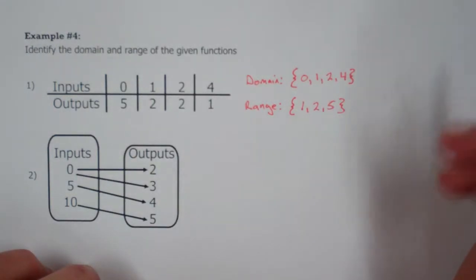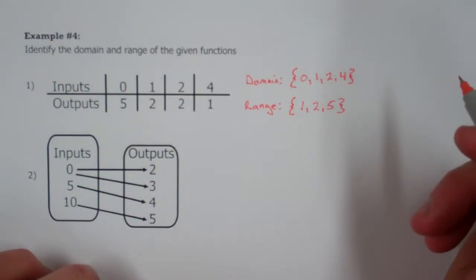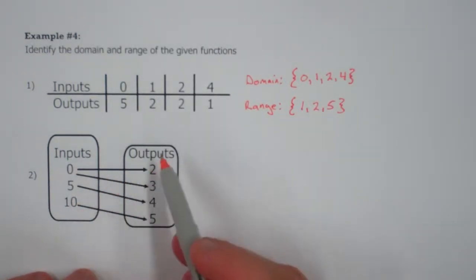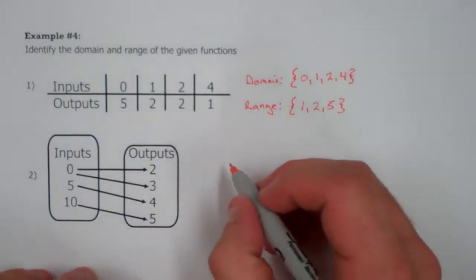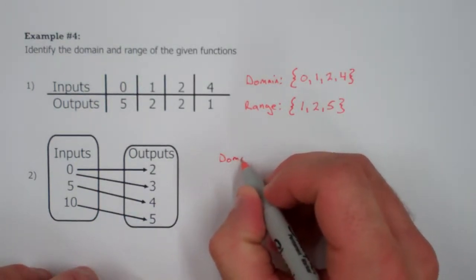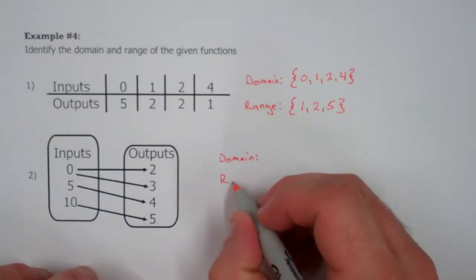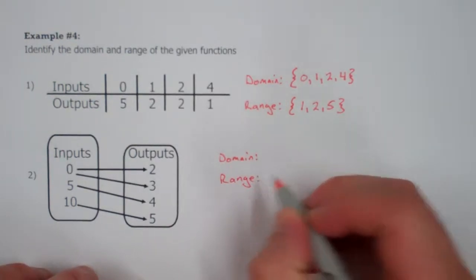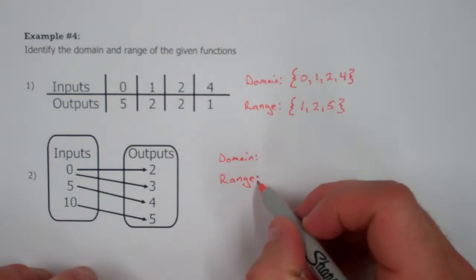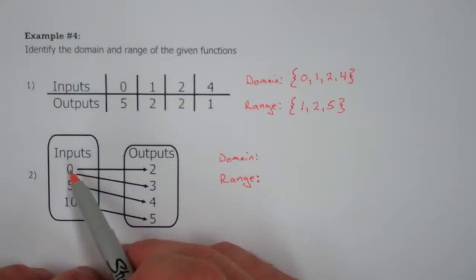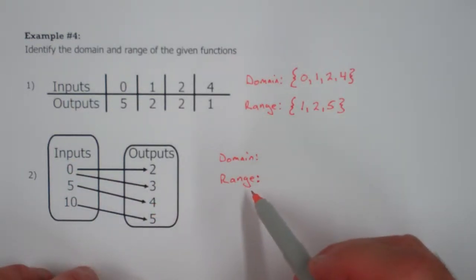I like to write them in order from least to greatest, but I don't think it's mandatory being that they're just sets of numbers. Inputs here and outputs, so we're going to do the same thing. So the domain for number 2, and you can just put D if you want, a colon. And range, you can put R if you wanted to. Those will always be the inputs for the domain and the outputs for the range.